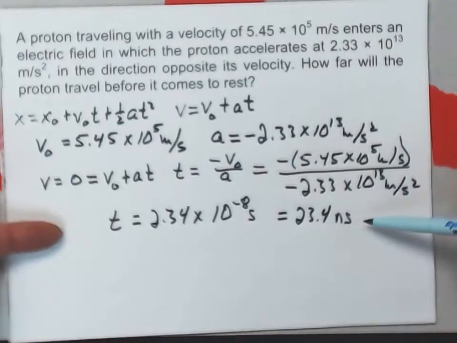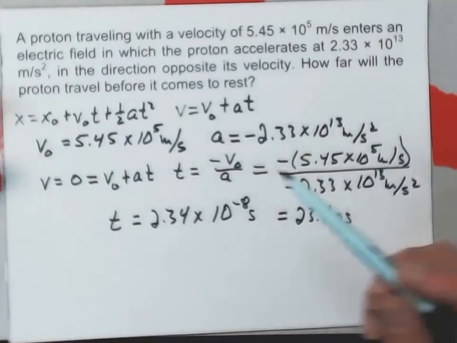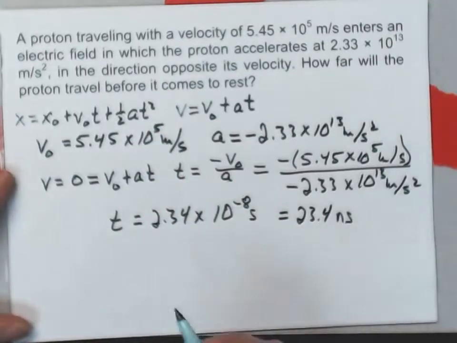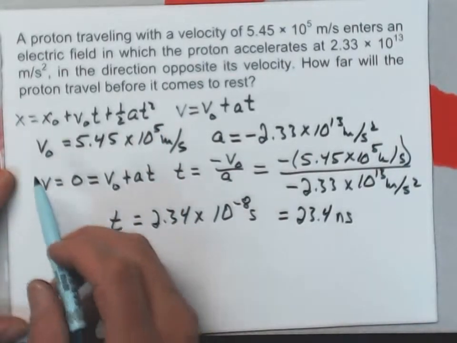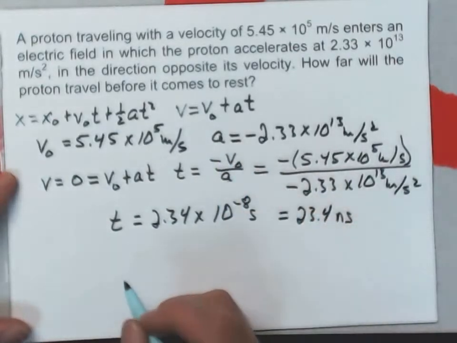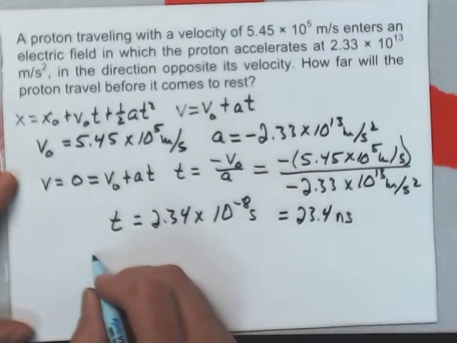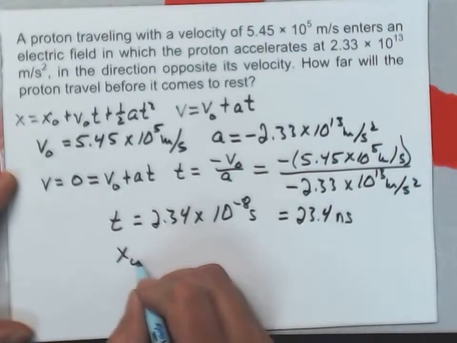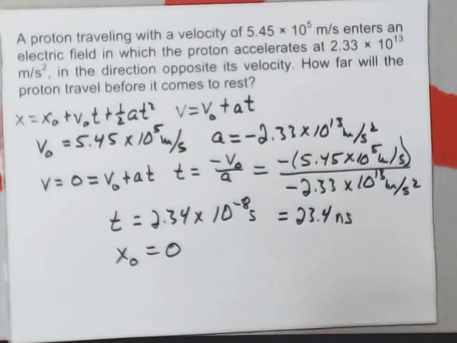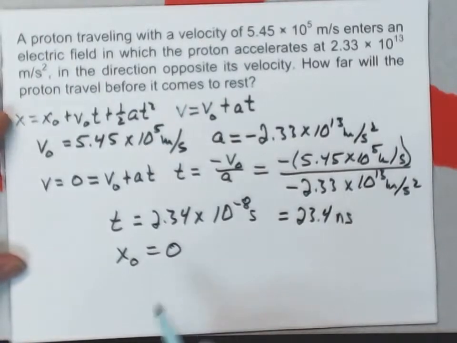Now that I know how long it takes to come to rest, I can figure out how far it will travel in that time. I know v naught, I know a, I know t. I can let x naught equal 0. Just define where it is at time 0, or the instant it enters the electric field. Let that be the origin of my x coordinate.